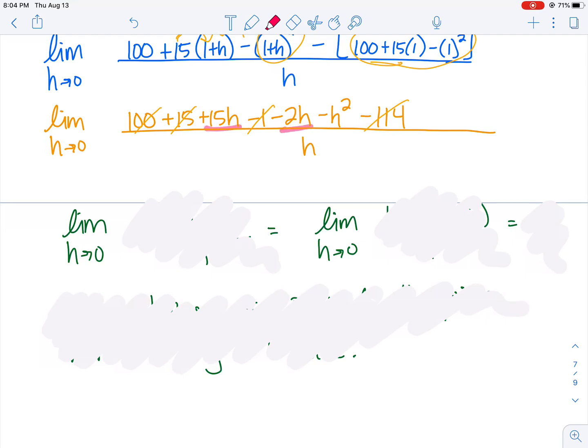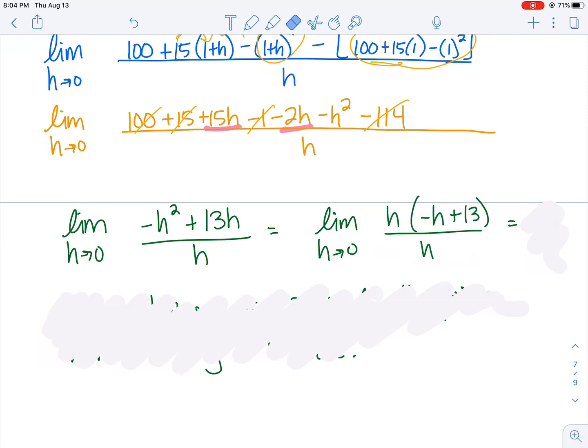I have a 15h and a minus 2h. That's really a 13h, and then I still have that negative h squared. Making sure that you continue to bring down your limit as h approaches 0, because remember we want to squish those 2 points together. Remember that you should have an h in both terms in the numerator, so we should be able to GCF out that h in the top. If I factor out an h, that leaves me with a negative h plus 13 all over h. The h on top, the h on bottom can reduce, and so then I have the limit as h approaches 0 of negative h plus 13.